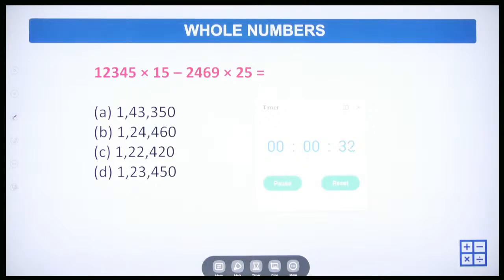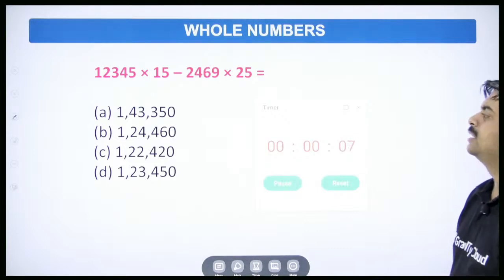Last 30 seconds more. Twenty seconds more. Right, so we are very near to 0, last 10 seconds.